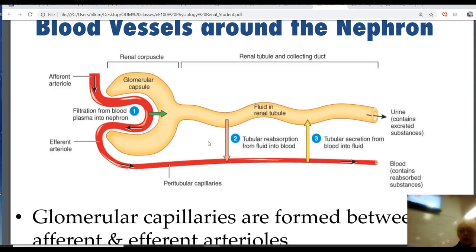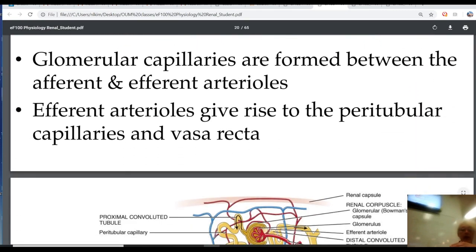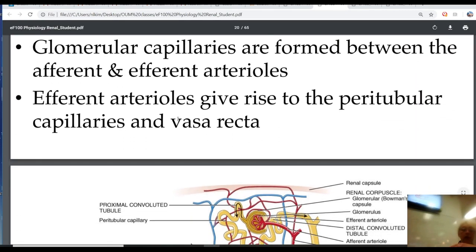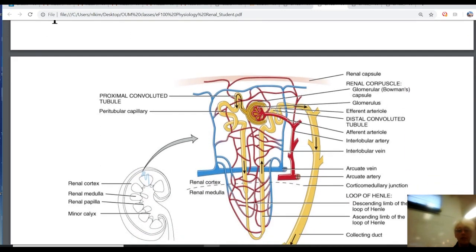So the peritubular capillaries are juxtaposed, or in close proximity, to the proximal convoluted tubule. And this is really important because a lot happens in the peritubular capillaries, and we're going to see that. So the efferent arteriole gives rise to the peritubular capillaries and the vasa recta. And we're not going to get that much in depth for this class.